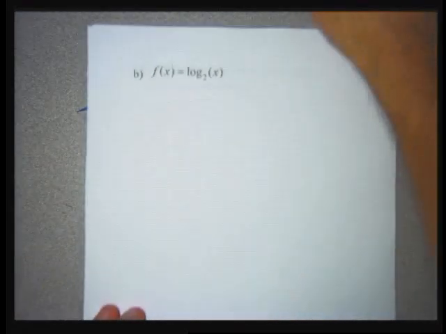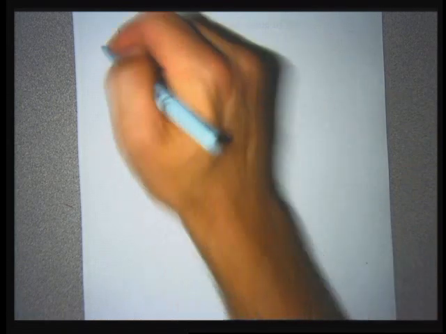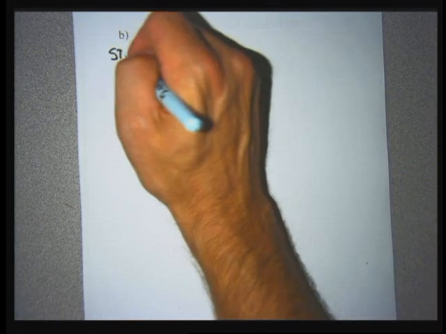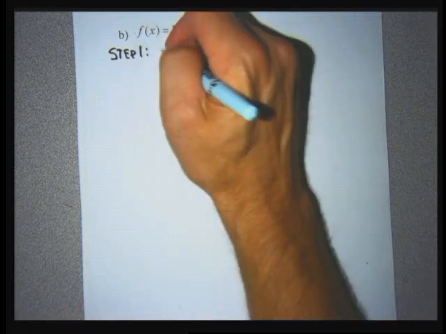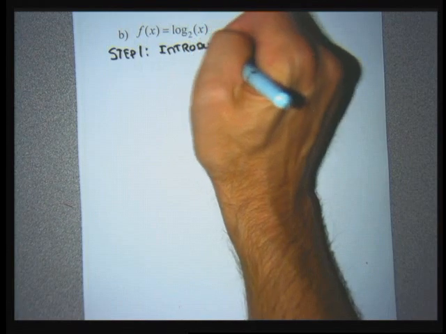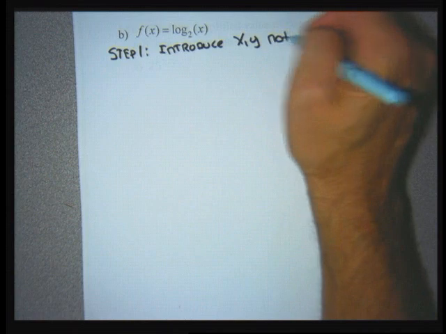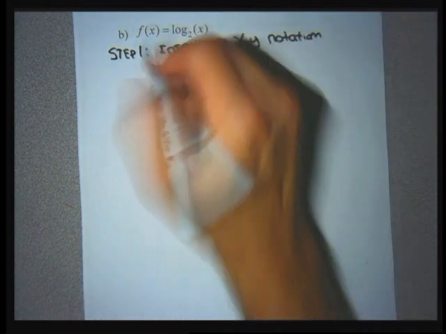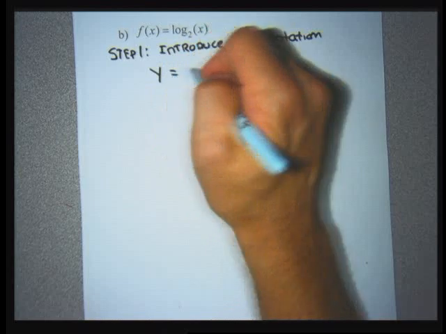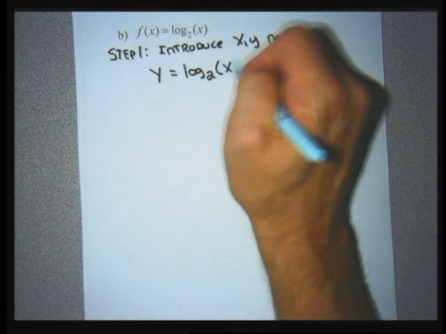I'll go through the same procedure. First thing I'm going to do is change from function notation to y. So this is my step 1. I'm going to introduce XY notation. And that just makes it easier to do step 2. If I left the function notation, it's tough to do this next step.